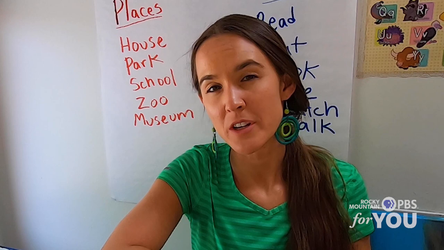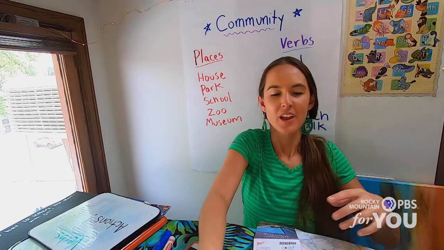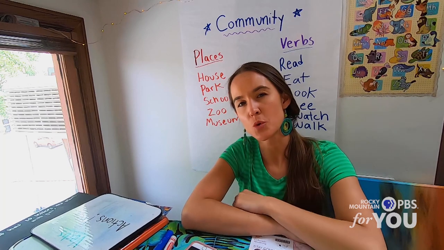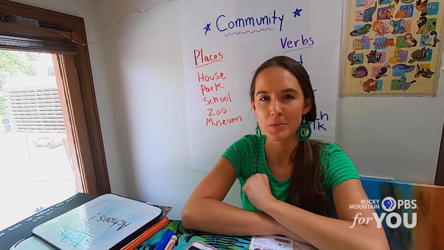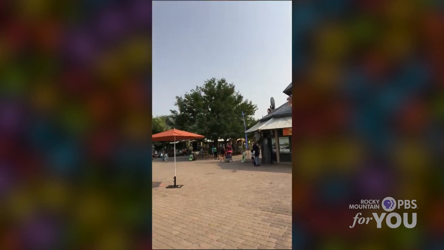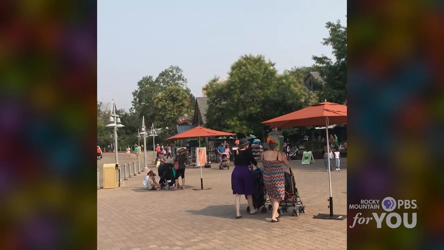Now that we've learned what a community is and what traditions are, let's make a map of our communities. Are you ready? Get your map out. I'm going to take you on a quick tour of my community, and then we will make our maps together. Let's go. All right, learners, first stop on the tour of my community is the Denver Zoo. As you can see, at the zoo we have lots of people, there are lots of animals. I'm not going to go inside because later this month we will probably get to take a visit together.